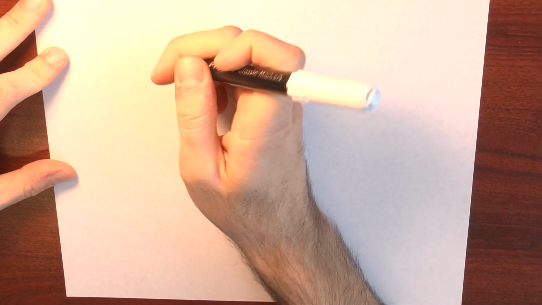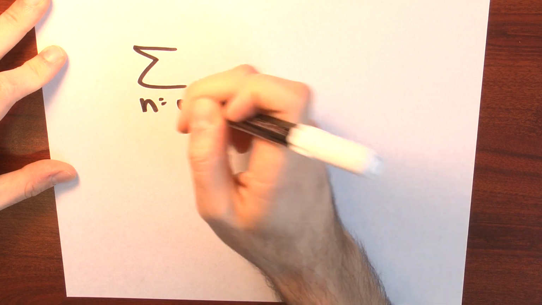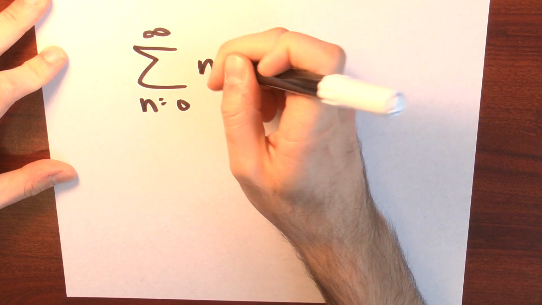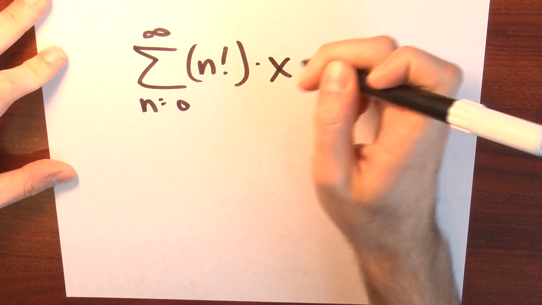Nobody's guaranteeing us all that much convergence. Well, as an example, let's consider this power series: the sum n goes from 0 to infinity of n factorial times x to the n. For sure, if x is equal to 0, then this power series converges.